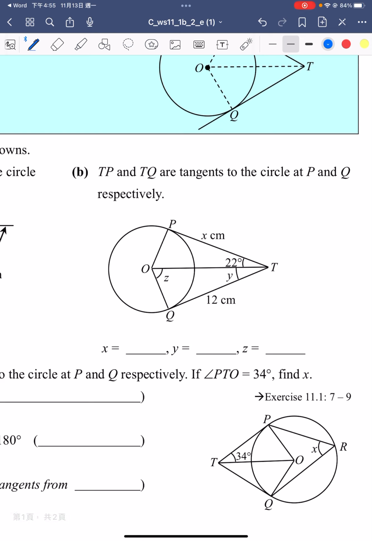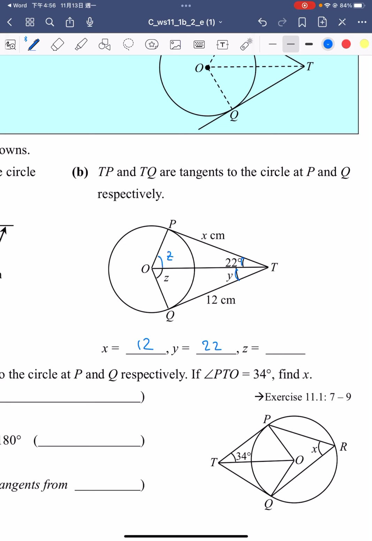TP and TQ are the tangent lines, so we can say that the angle here is equal to 22 degrees. As we told before, we have the tangents from the external point. Then we can say that these angles are the same, the angles at the center are the same, and the lengths are the same as well. So first of all, x is just equal to 12, and then y is equal to the angle at the external point, which is equal to 22 degrees. And then we can say that this angle is z as well.